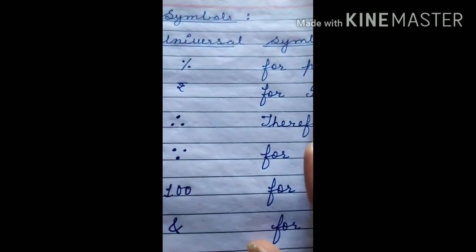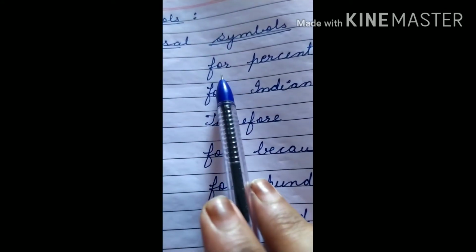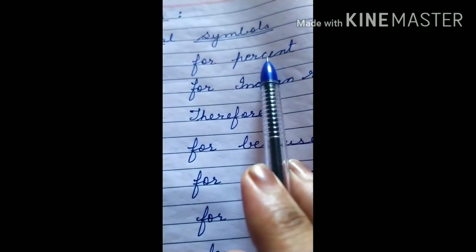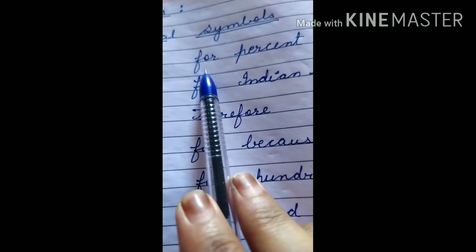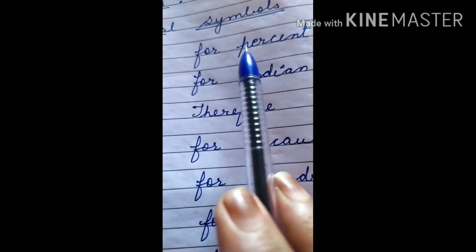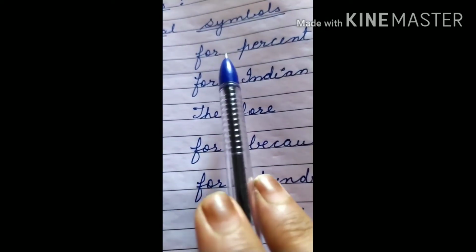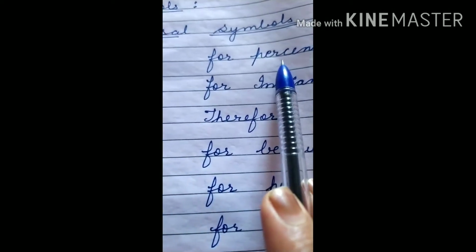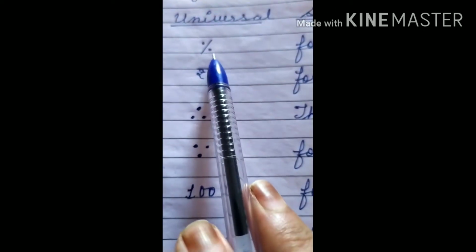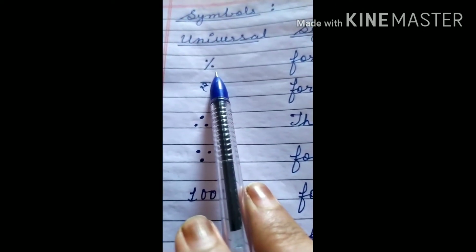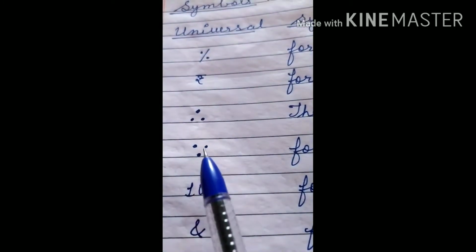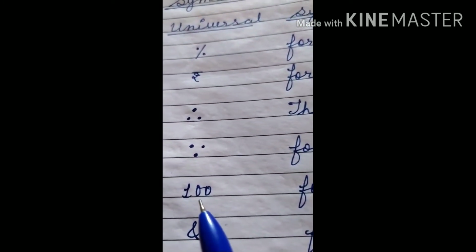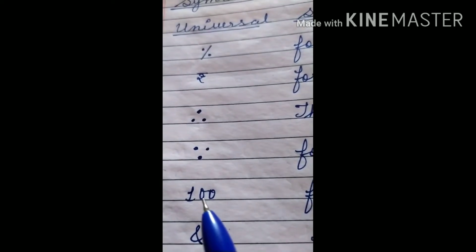What are these? See, if you want to write while making notes, for example, for percent, you no need to write it fully. Likewise this. Instead of writing 4 percent, you may use this symbol. So these are symbols which are fixed and you can use while making notes. Why? In order obviously to save time.